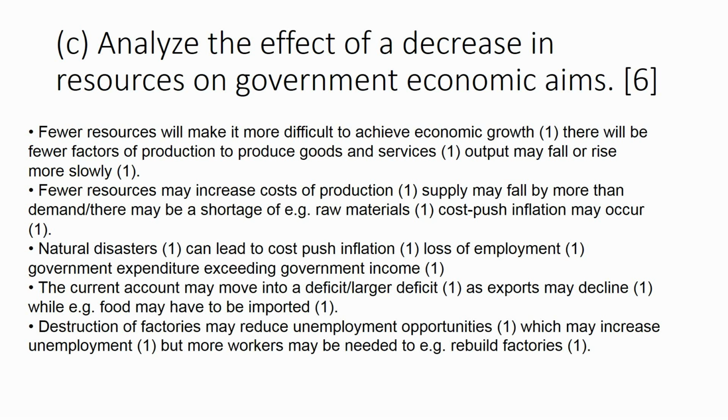I think this is question C: analyze the effect of a decrease in resources of government economics. A little bit self-explanatory, but there are 6 points for this answer. You could get 6 points for talking about any six of these. Cost push inflation we haven't discussed yet in class, but we will in the future. Exports, imports, but we have not covered those yet. But fewer resources is something.